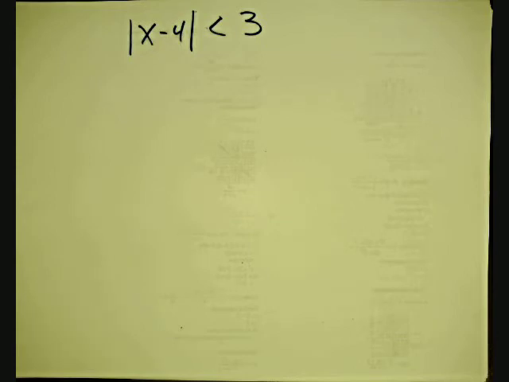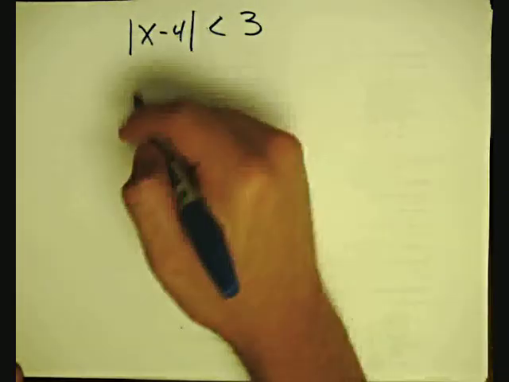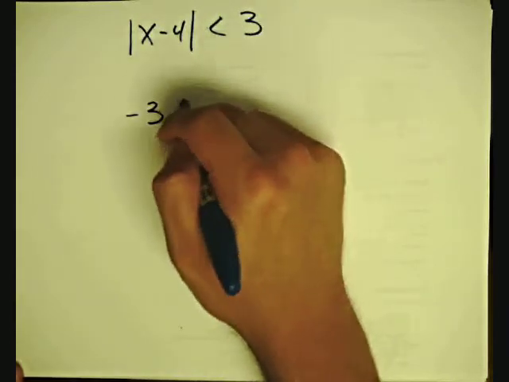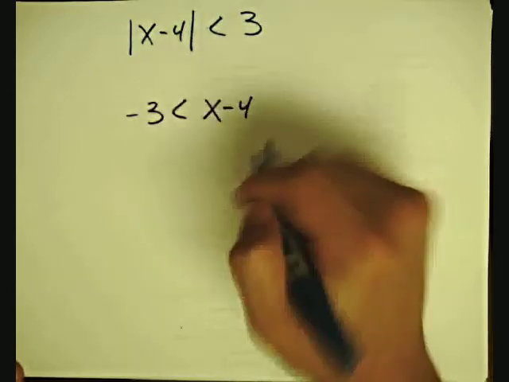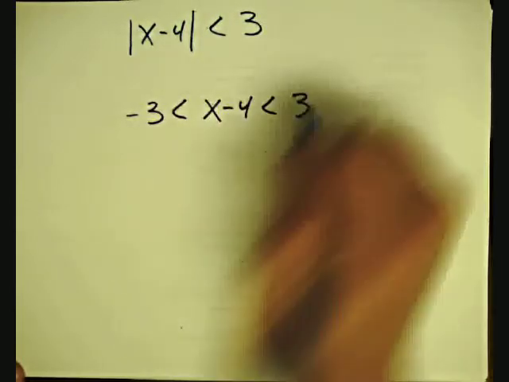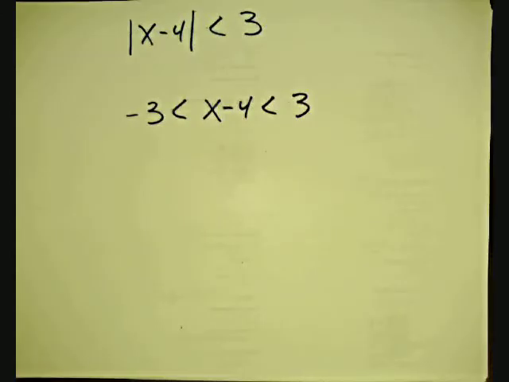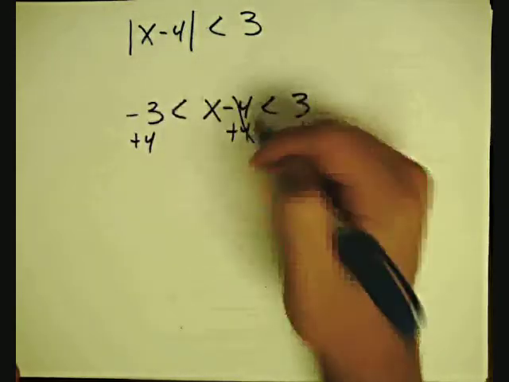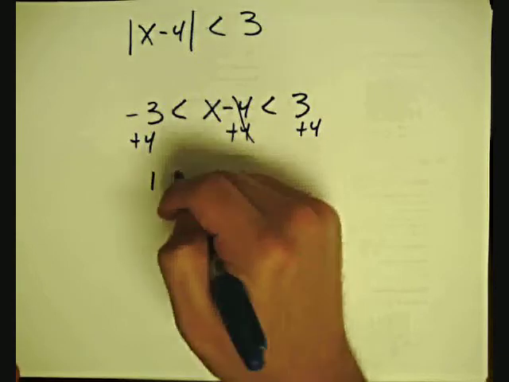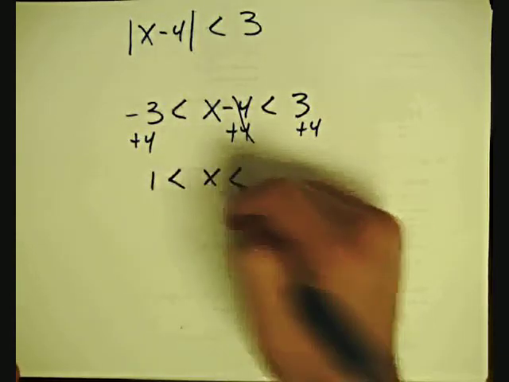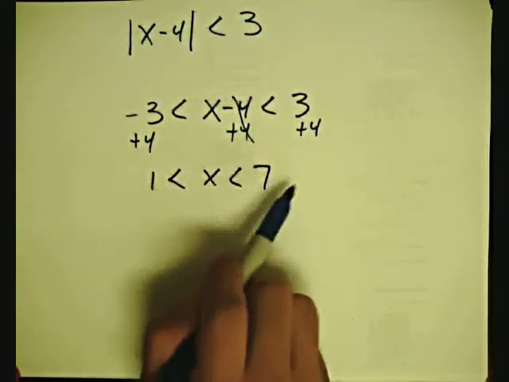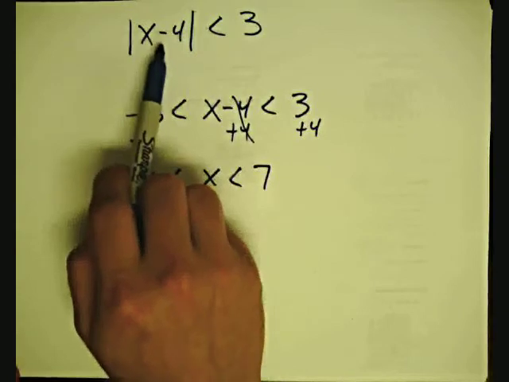If an absolute value is less than a number, what we want to do is take our expression, x minus 4, and put it in between the positive and negative of this number. So we're going to say -3 is less than x minus 4, and that needs to be less than 3. And now we solve this compound inequality. If we add 4 to all three regions, -3 plus 4 is 1, less than x, less than 3 plus 4 is 7. So as long as x is between 1 and 7, the absolute value of x minus 4 will be less than 3.